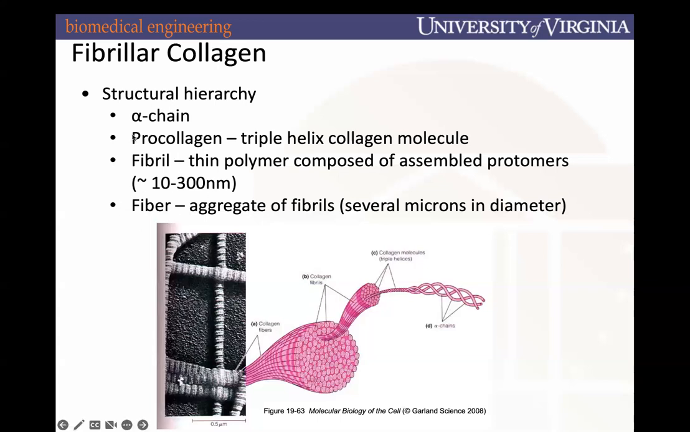But again, it has a hierarchy where we go from the single alpha chain to a triple helix procollagen that's cleaved, and they link together end to end. You get lateral association of these fibrils that are then aggregating together to form collagen fibers.